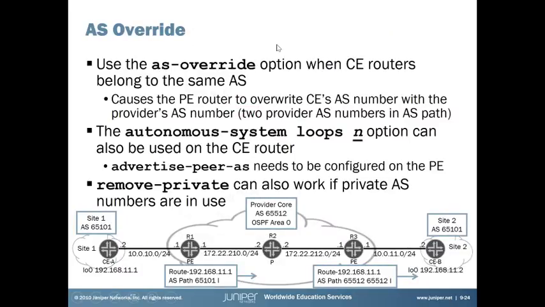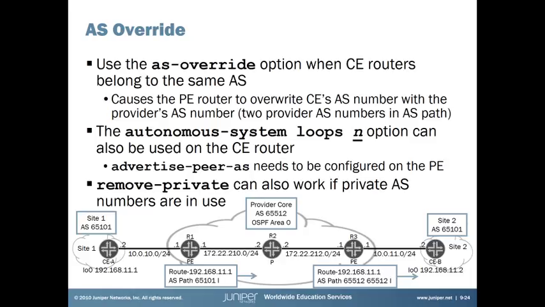Okay, now let's talk about some things that we may have to use in particular circumstances. The AS override feature. This feature is used when the CE routers belong to the same autonomous system. So here's the deal. You've got a customer, a large customer, which has got an autonomous system number given to them by IANA.